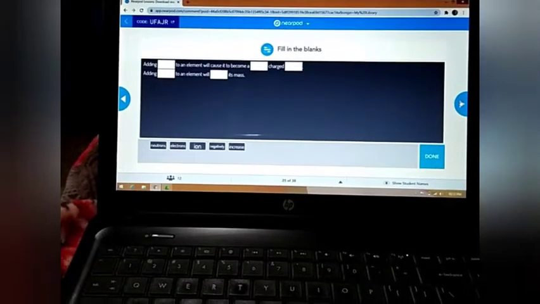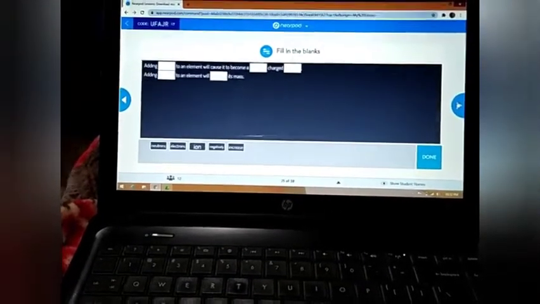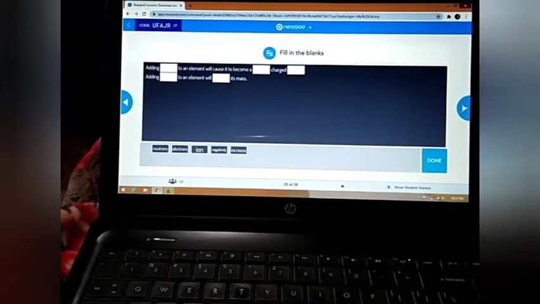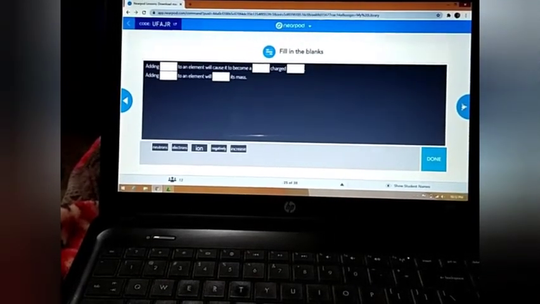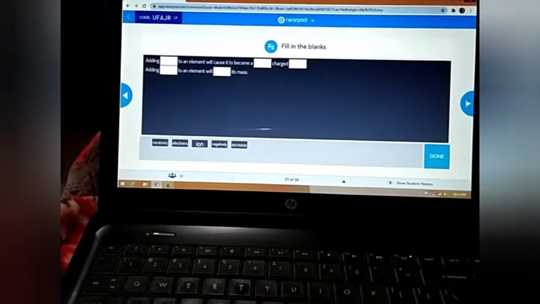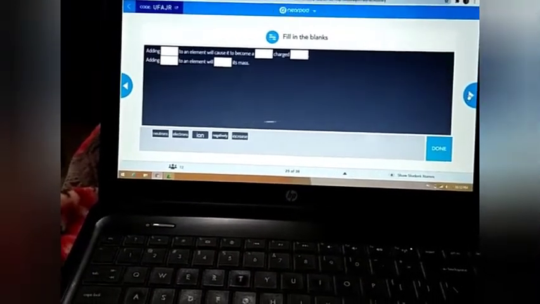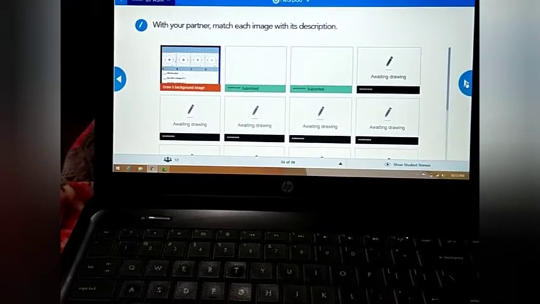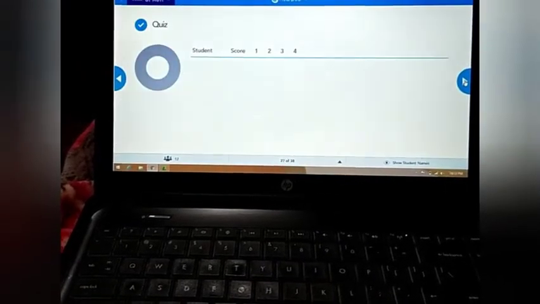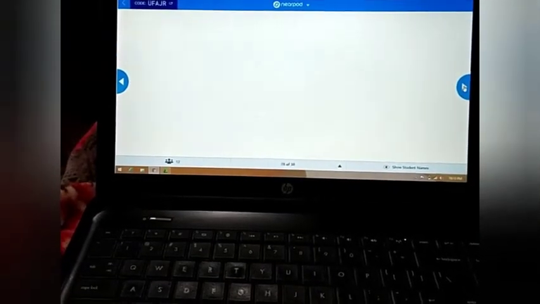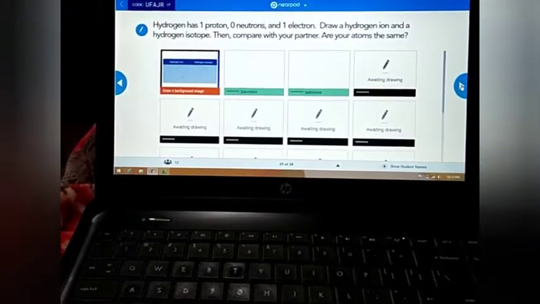Okay, so adding dash to an element will cause it to become dash charged. Okay, adding electrons to an element will make it a negatively charged ion. And adding neutrons to an element will change its mass, or increase its mass. Then you have to draw this one again differently and match each image with its description. Then we have a quiz over here. You will answer these 4 questions, and we'll dig deeper.